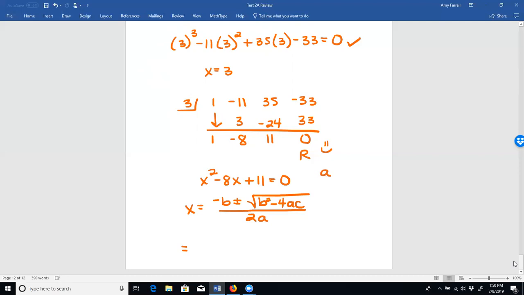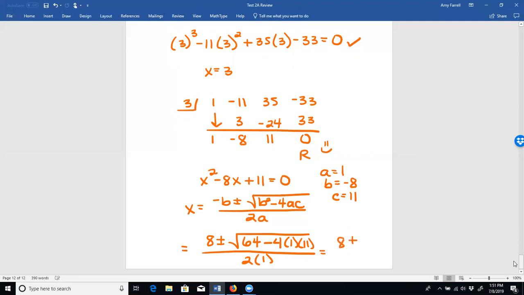Our A is 1, our B is negative 8, and our C is 11. I'm just going to plug and chug, so I'm going to have positive 8 plus or minus the square root of 64. B squared is always positive, even if your B is negative, minus 4 times 1 times 11, all over 2 times A, which is 1. This is going to give me 8 plus or minus the square root of 20, all over 2.